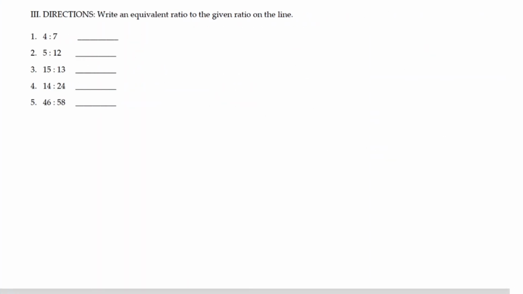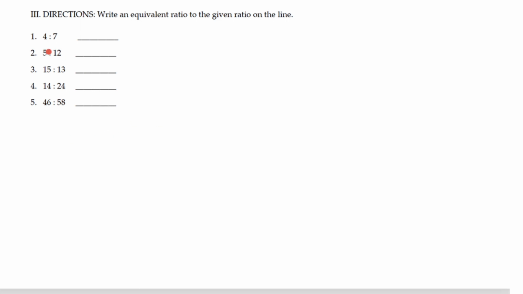Now, let's move on to the third part. So, here you're going to find the equivalent ratio in each number. So, dito, you have freedom kung anong gagawin ninyo, kung saan nyo siya i-multiply or isi-simplify. So, kapag simplest form na siya, ang gawin nyo na lang, i-multiply nyo yung first and second number sa same number.